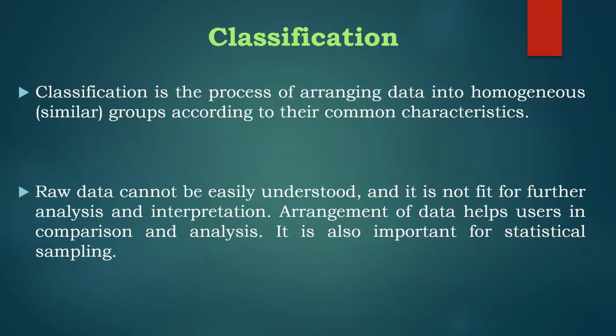Next, we'll see what is classification. As the name goes, classification is the process of arranging data into homogeneous, which means similar, groups according to their common characteristics. Raw data cannot be easily understood. So now the question arises, what is the use of classification, or why do we need to classify the data? The reason is that raw data cannot be easily understood and it is not fit for further analysis and interpretation. Arrangement of data helps users in comparison and analysis. It is also important for statistical sampling.